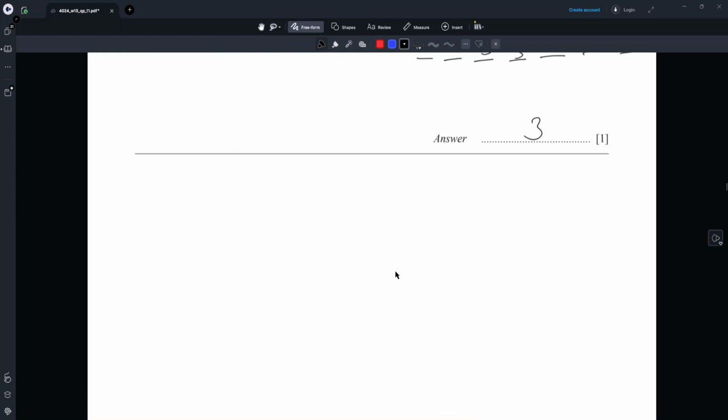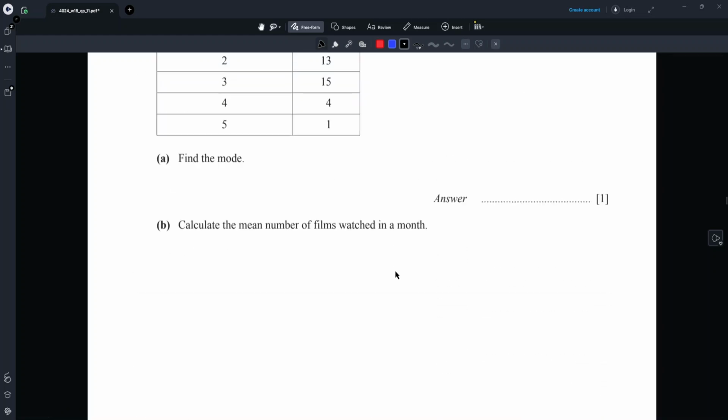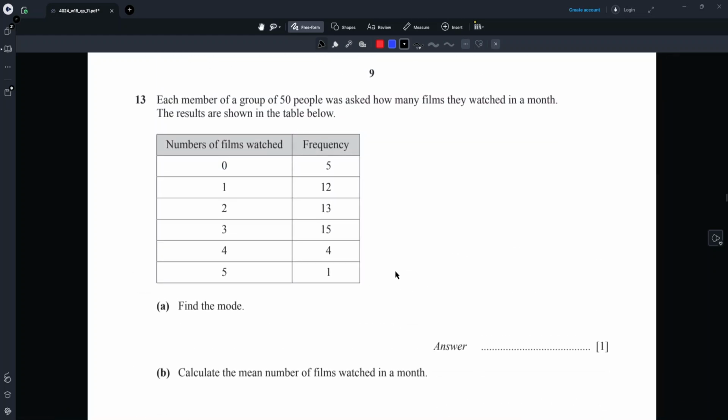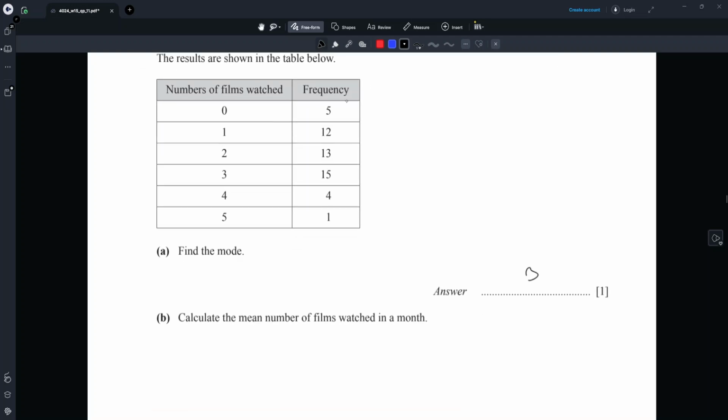All right, let's take a look at another statistics question, similarly of mean, median, mode. This one, mode. Mode is simple, the one with highest frequency. Mean is basically just these multiplied together. So 0 times 5, 0, 1 times 12, 12, 2 times 13, 26, 3 times 15, 45, 4 times 4, 16, 5 times 1, 5. So we have here 0, 12, 26, 45, 16, 5.